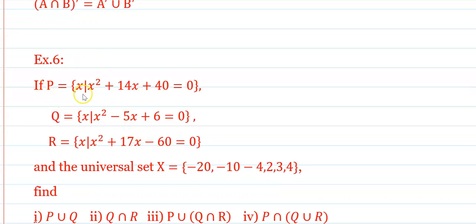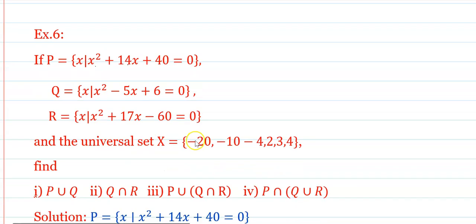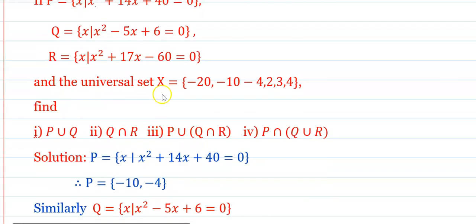If P is equal to {x such that x square plus 14x plus 40 is equal to 0}. This is the quadratic equation. Q is equal to {x such that x square minus 5x plus 6 is equal to 0}. R is equal to {x such that x square plus 17x minus 60 is equal to 0}. And there is a universal set. What is that? Minus 20, minus 10, minus 4, next 2, 3, 4. This is the universal set.